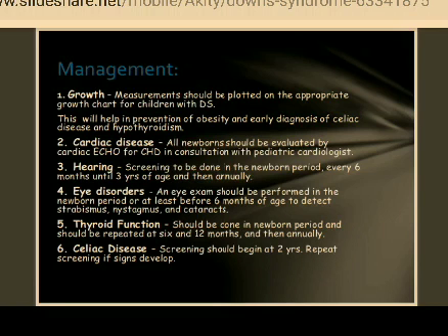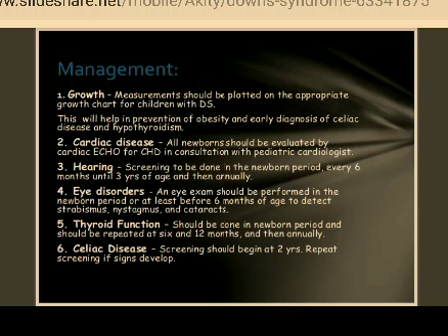Hearing: screening to be done in the newborn period, every 6 months until 3 years of age, and then annually. Eye disorders: an eye exam should be performed in the newborn period or at least before 6 months of age to detect strabismus, nystagmus and cataracts. Thyroid function should be done in the newborn period and should be repeated at 6 and 12 months and then annually.